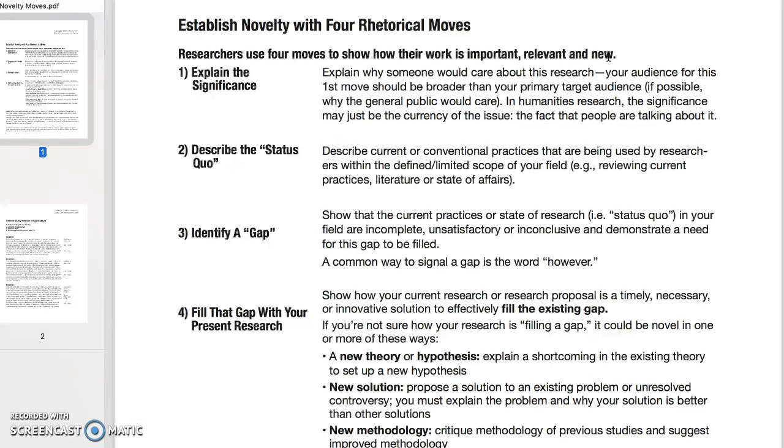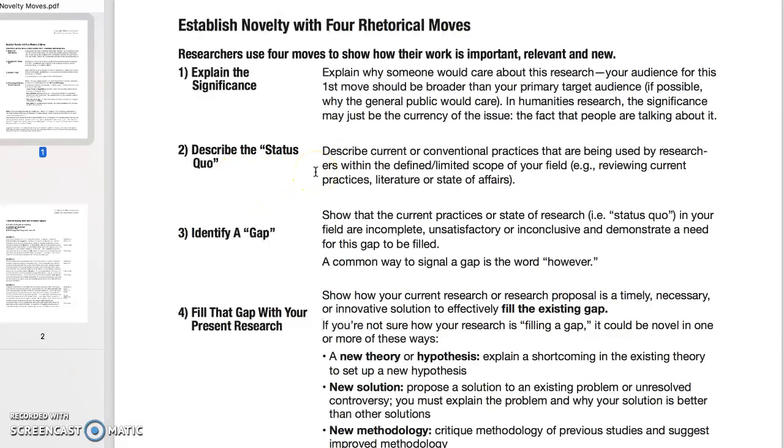And this will help you contextualize the issue. And it could just be that the issue is current, that a lot of people are talking about it. That's one way you can explain the significance. Then we want to get into describing the status quo.